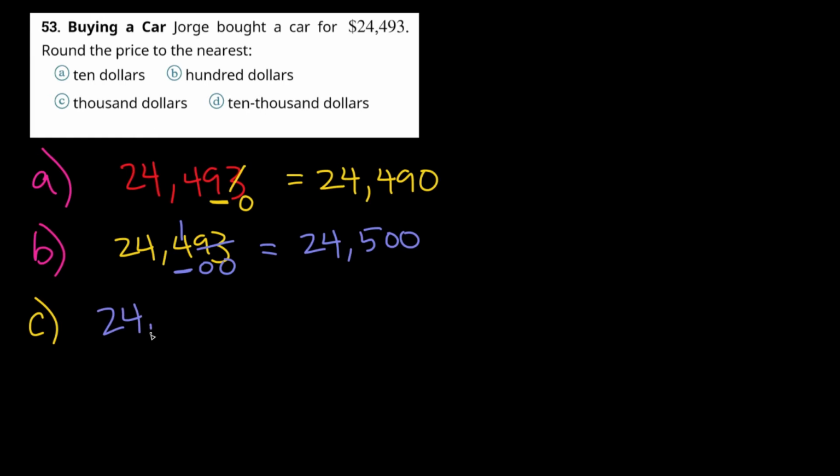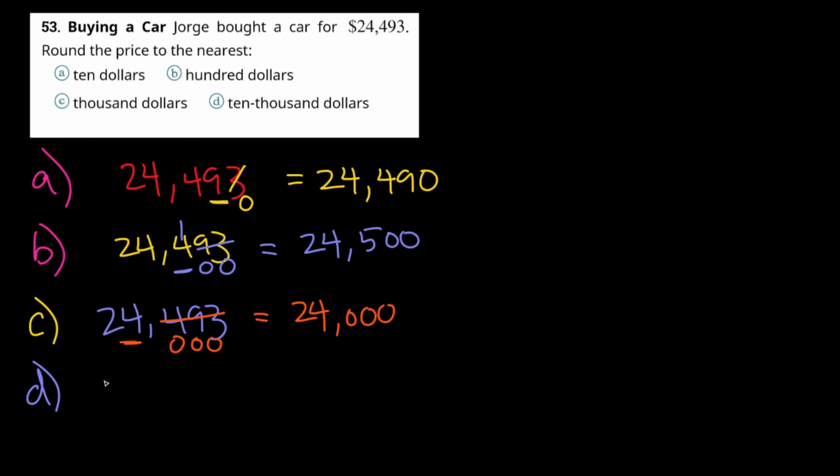And then we have part C, to the nearest $1,000. We have 24,493, the original price. Let's see what it looks like rounded to the nearest $1,000. So we underline the thousands. Look to the digit immediately to its right. It's a 4. That means we're going to round down. We change all of those digits to 0. So this rounds to 24,000.